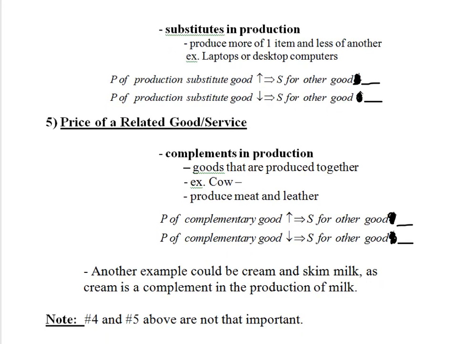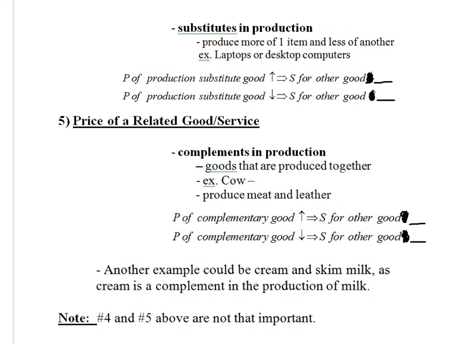And the last of the 5, similar to the demand side, is price change of a related good, but here this is in production. So you have substitutes in production, meaning companies, for example computer companies, when they produce a computer, they can produce a laptop or a desktop. So I want you to think of this. If the price of, let's say, a laptop goes up, what should happen to the supply of desktops?